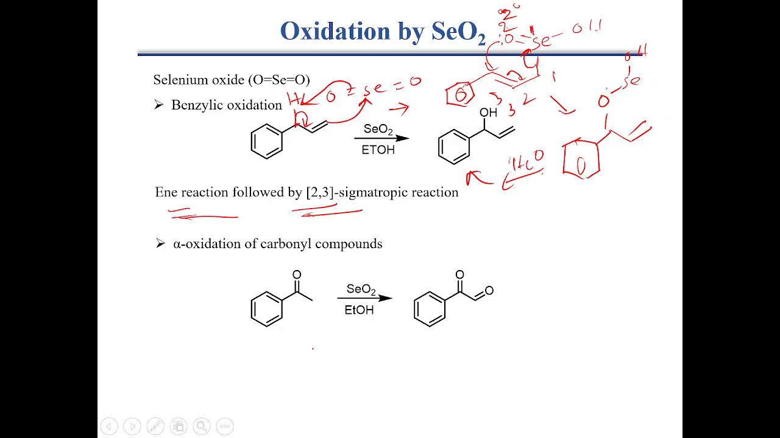One more application of selenium dioxide is the alpha oxidation of carbonyl compounds. So this is the alpha position of the carbonyl, and it is oxidized to aldehyde. In the presence of selenium dioxide, the same reaction mechanism proceeds here: ene reaction followed by a 2,3 sigmatropic reaction.